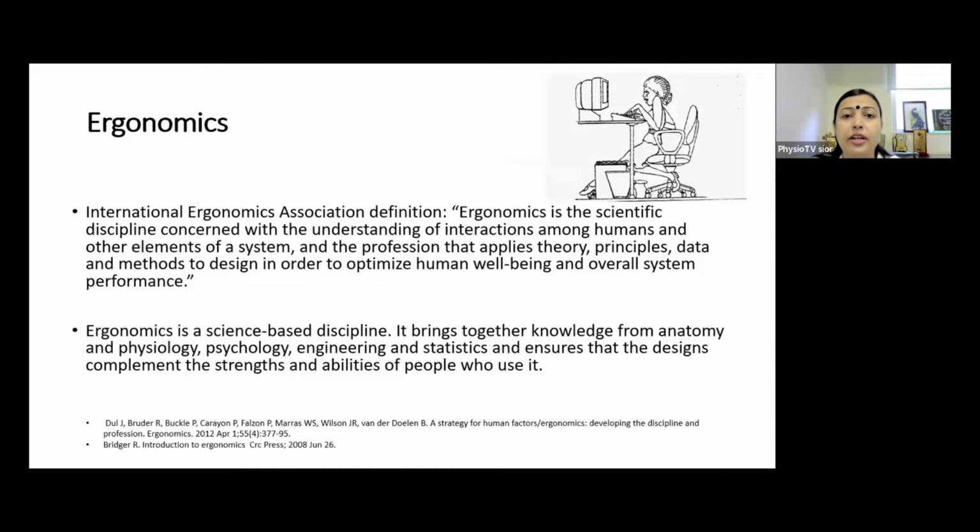And the profession that also applies theory, principles, data, and methods to design or in order to optimize human well-being and overall system performance. So it is not just about the analysis of it, but also about redesigning or designing as per certain principles so that the well-being of the worker is optimized along with the productivity of the worker. So basically, it is about the overall system performance.